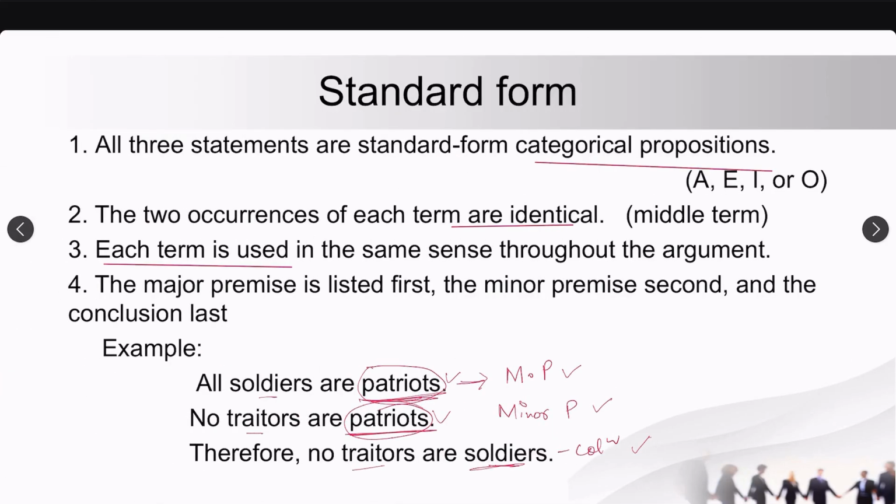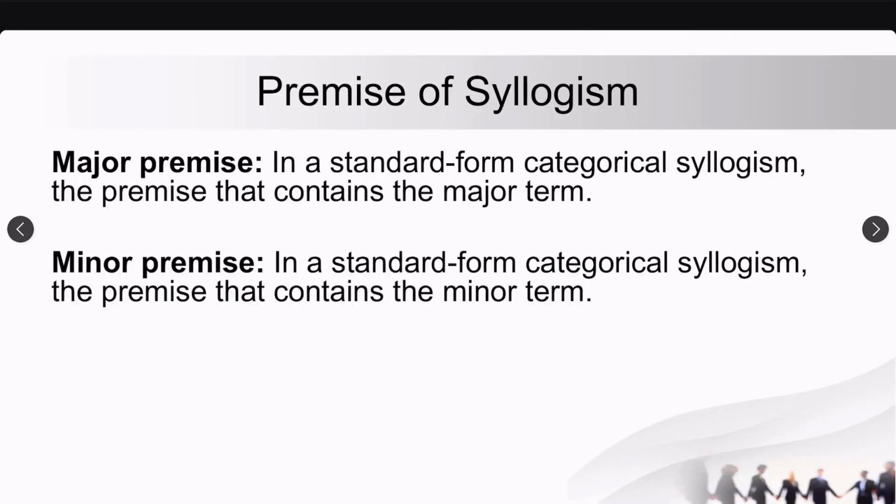So in this particular case we see that यहाँ पे जो आपका soldier है that is the major term, and then the subject term is the minor term, and then the middle term, it's clear, the one which is common in both the premises, that is the middle term. Now let's move to the next part.